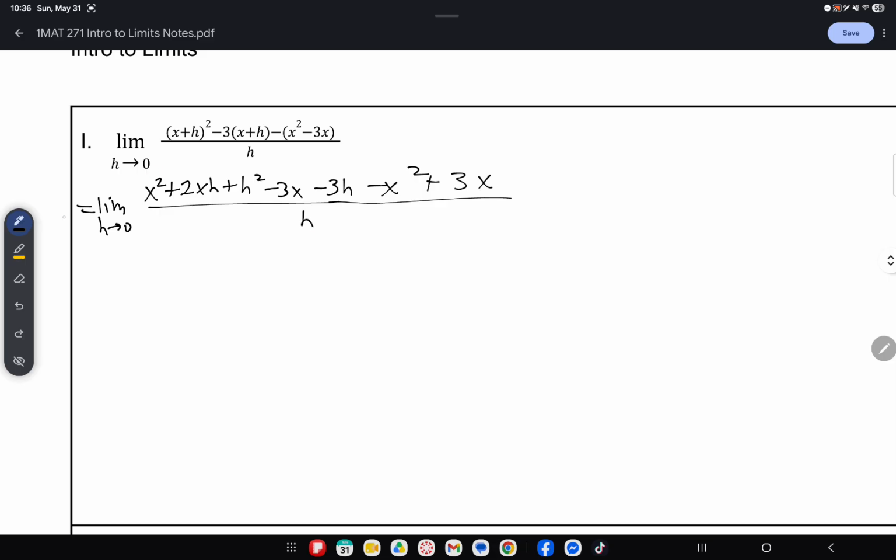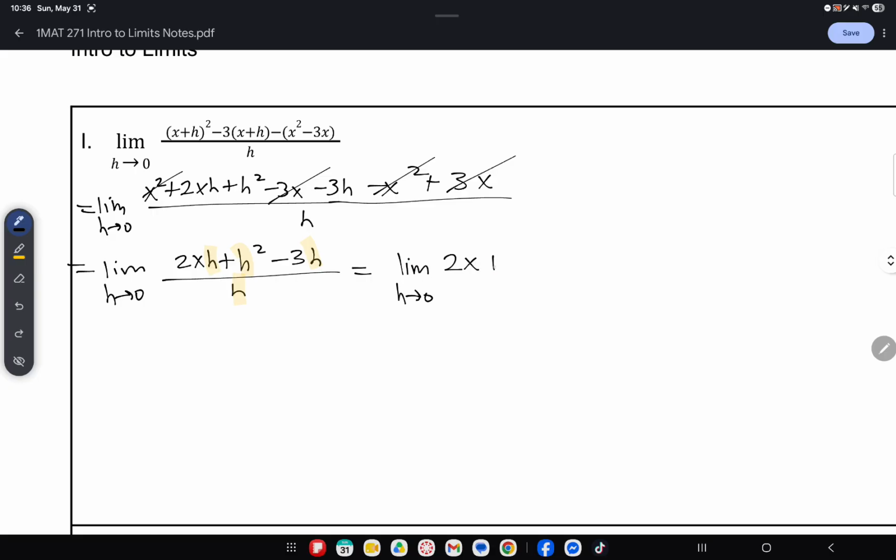We'll have some things that'll cancel. We got x squared and x squared, 3x and 3x. So I'm left with the limit as h approaches 0 of 2xh plus h squared minus 3h all over h. But notice each of these terms have an h in it, so I can factor out an h. So I'm left with the limit as h goes to 0 of 2x plus h minus 3. Then I can do a direct substitution of 0 and be left with 2x minus 3.